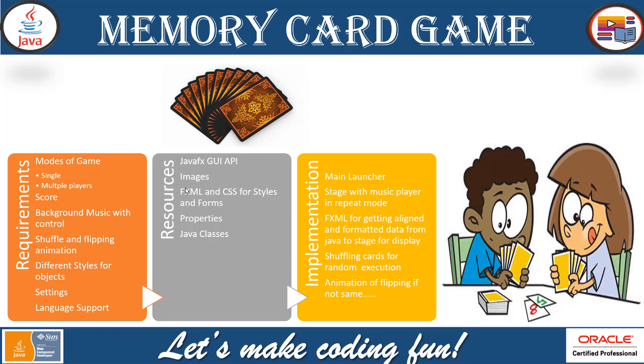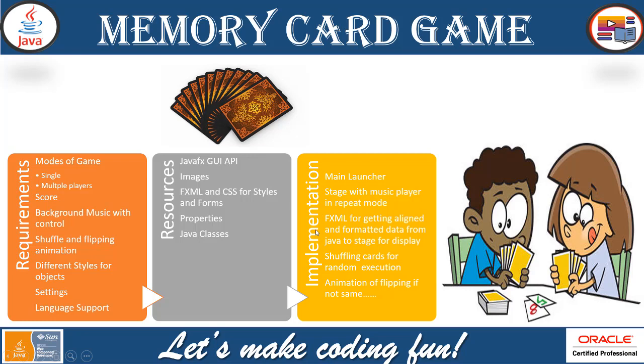Properties will include some important information. For example, images and their classes and their properties are going to be in the properties file. Java classes, of course, are going to include all kinds of logic implementation for this card game.